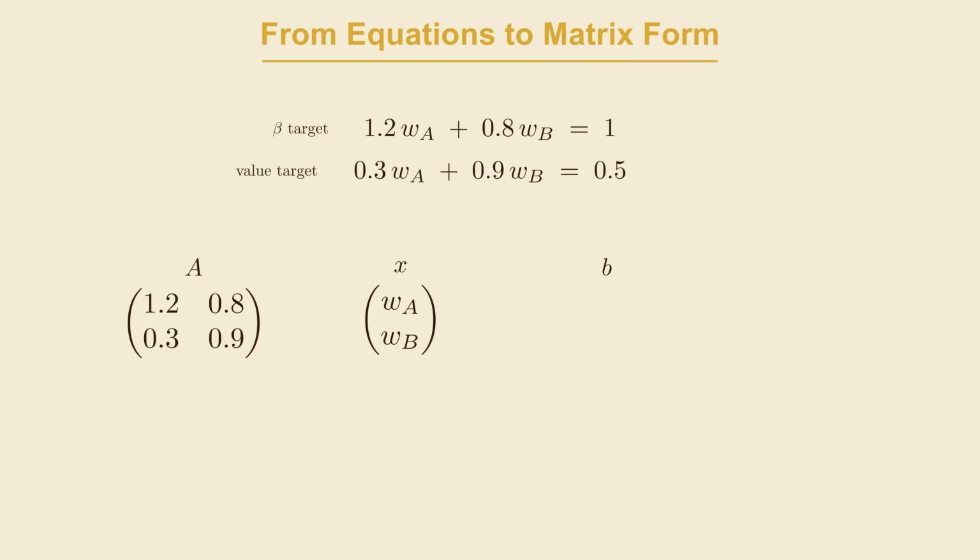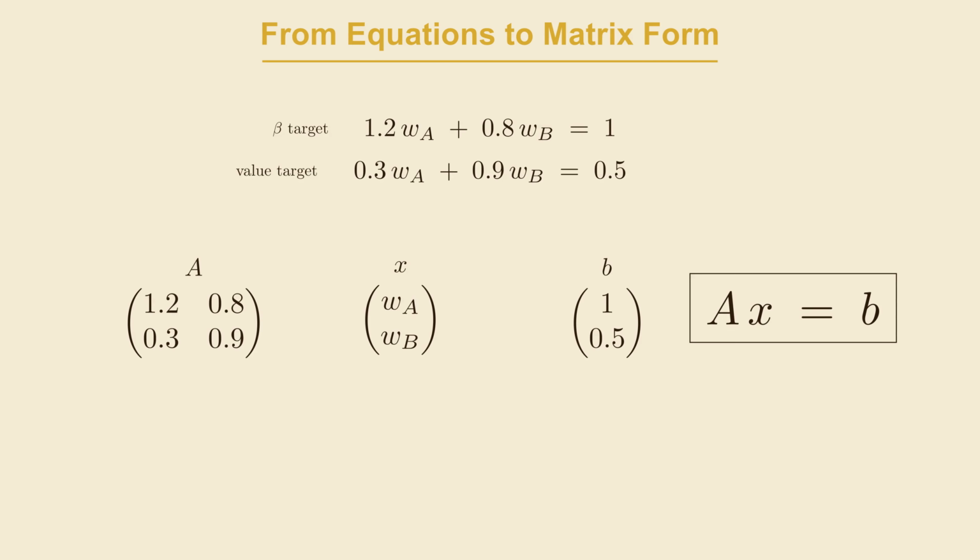It's going to also be a 2 by 1, with the first entry being our beta, which is 1, and the second entry being our value exposure, which is 0.5. We're going to call that vector lowercase b. With these three objects defined, the entire two-equation system can be written as AX equals B.